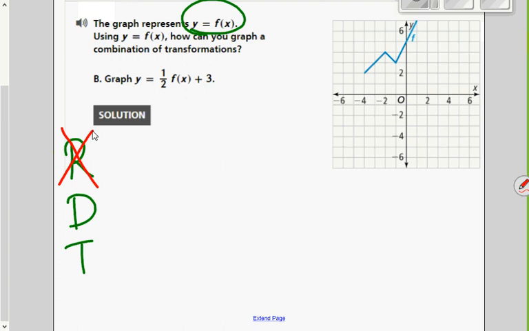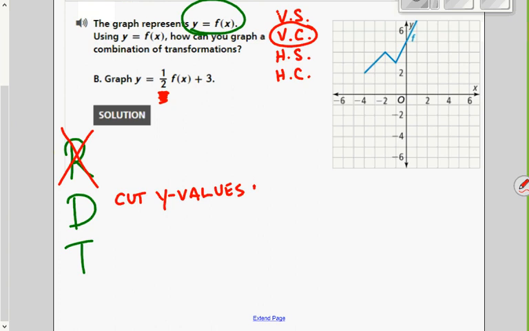Dilations, we just learned about this today. But before dilations, it could have been a vertical stretch, a vertical compression, horizontal stretch, or horizontal compression. When I see a fraction out in front of the f of x, I think it's going to be a vertical compression. So it's going to cut the y values in half.